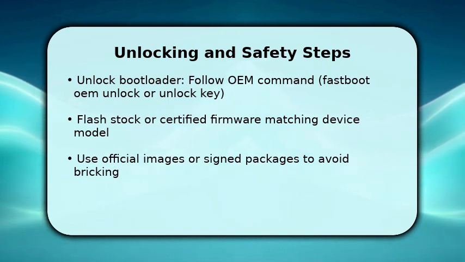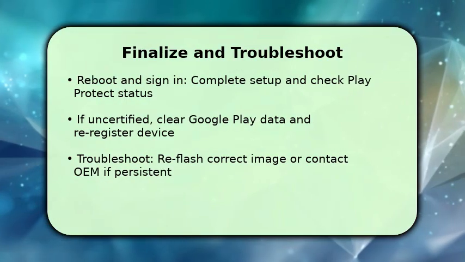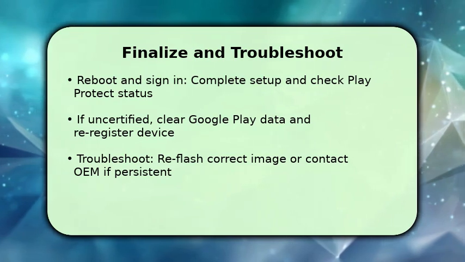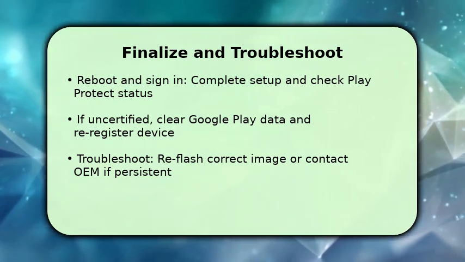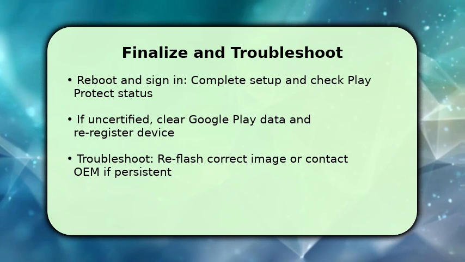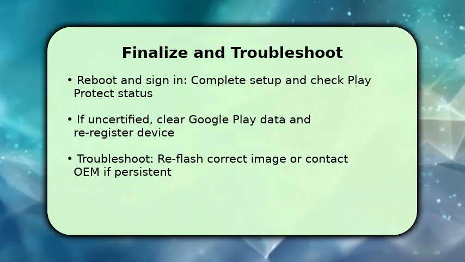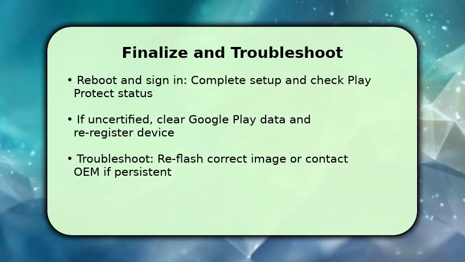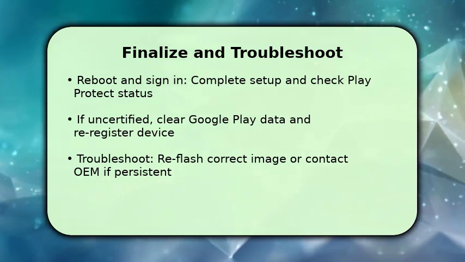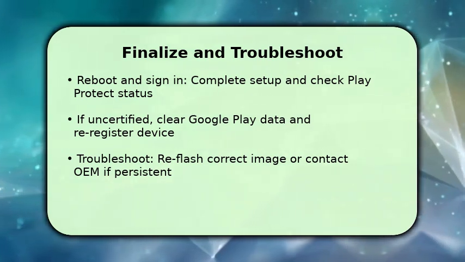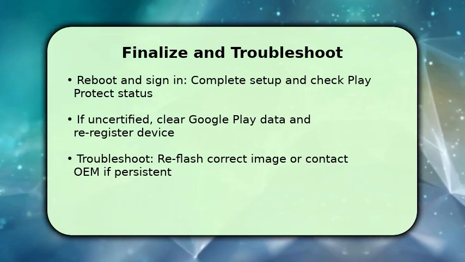You finish by rebooting and completing Android setup, then sign into your Google account. Play Protect reads certification from the software build, so it should update. If the device still shows uncertified, clear Google Play services and Play Store data and reboot to force a recheck. Make sure Safety Net passes in developer options where applicable.